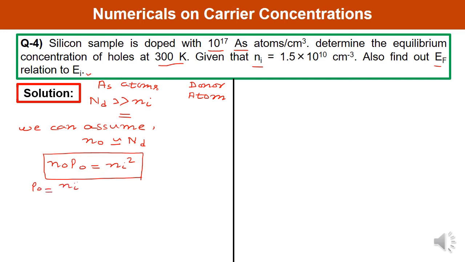P naught will be Ni square upon N naught. Ni is given, which is 1.5 into 10 raised to the power 10, its whole square, and N naught, which we have assumed is equal to Nd, is 10 raised to the power 17. If you simplify it, you will get 2.25 into 10 raised to the power 3 per centimeter cube. Now you have to calculate the equilibrium concentration of holes. So you have already calculated the equilibrium concentration of holes. Next, you have to determine the relationship between EF and EI.